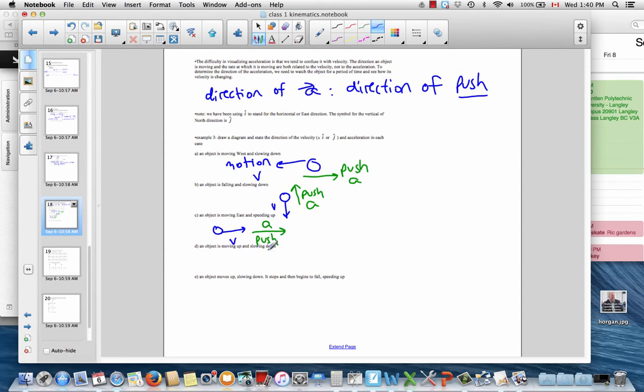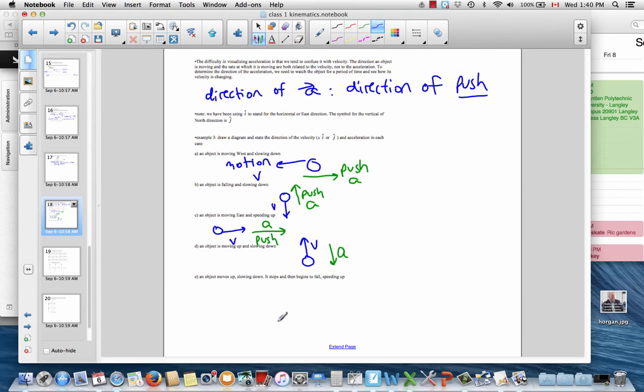You try this one. It's moving up and slowing down. Draw the picture. Okay, so pause the video. All right, so now what this would look like is this. It's moving up, the velocity's up. If it's slowing down, the push, which is the acceleration, must be in the downwards direction.